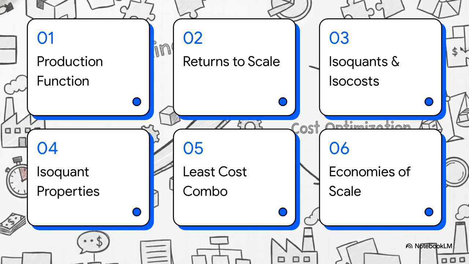All right, here's our roadmap for today. We'll be hitting the production function, the laws of returns to scale, isoquants and isocosts, the properties of isoquants, the least cost combination, and tying it all together with economies of scale. Let's get right into it.